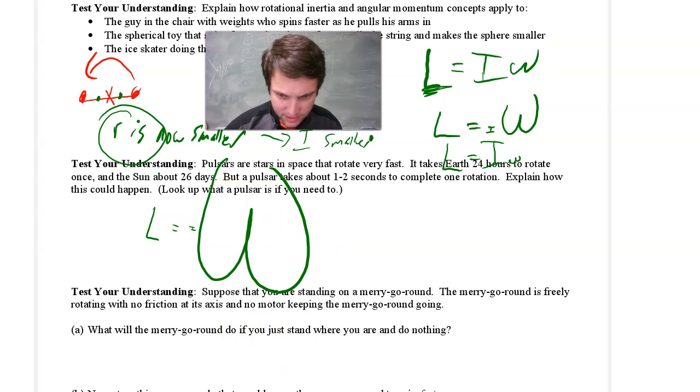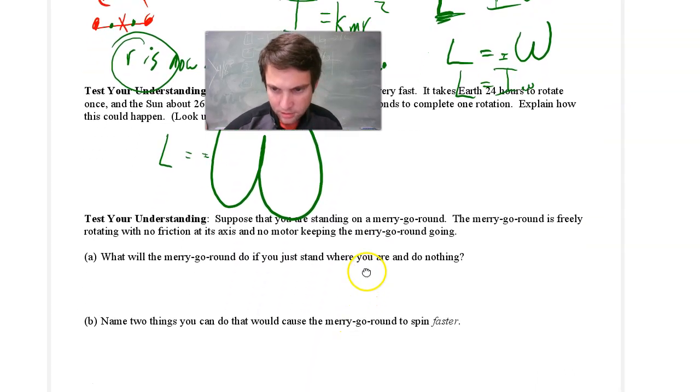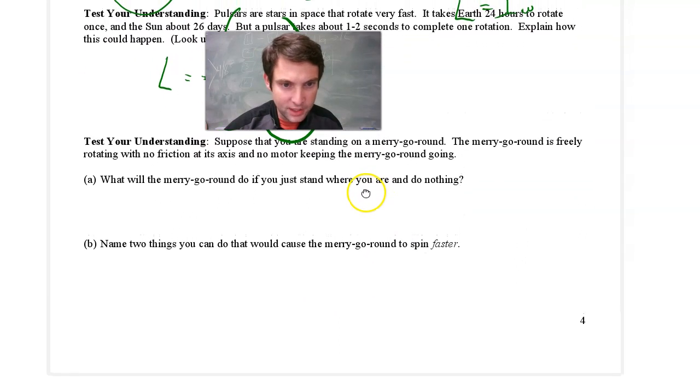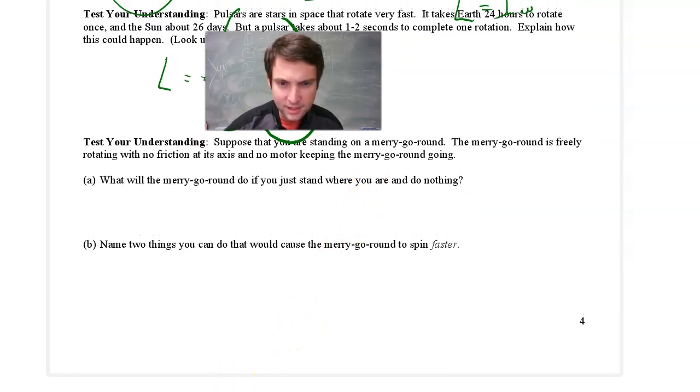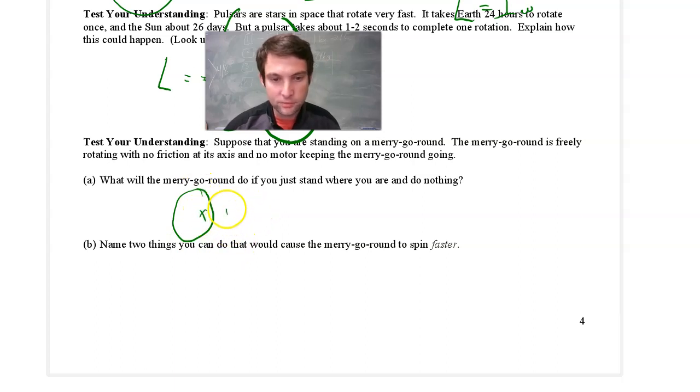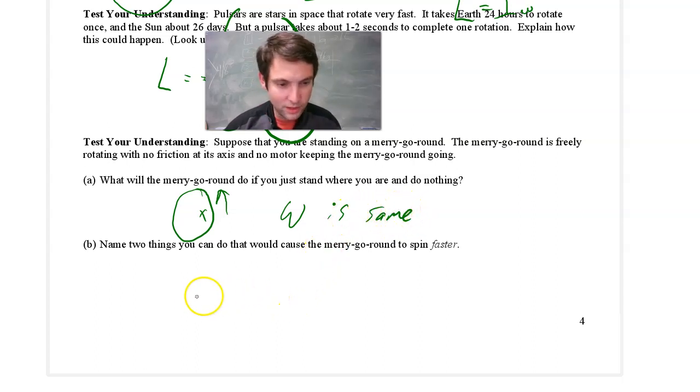Suppose you are standing on a merry-go-round. The merry-go-round is freely rotating with no friction at its axis and no motor to keep the merry-go-round going. What will the merry-go-round do if you just stand there and do nothing? If you're just standing on the merry-go-round, and it's rotating like this, it's just going to keep going. Your omega is going to be the same.